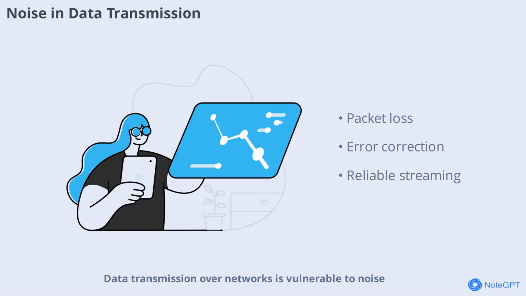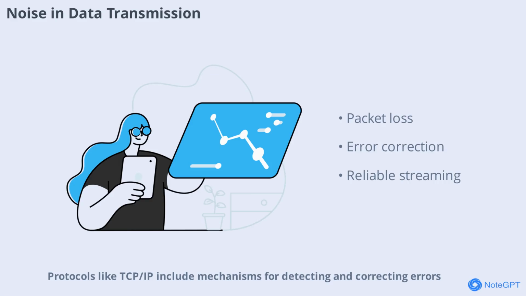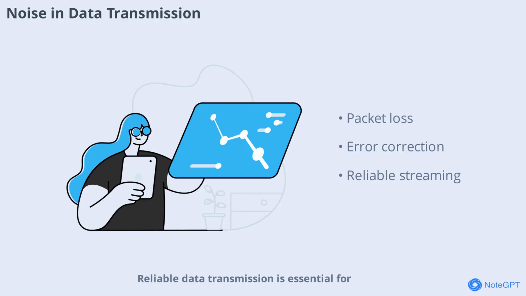Data transmission over networks is vulnerable to noise, which can cause packet loss, delays, and errors. Protocols like TCP/IP include mechanisms for detecting and correcting errors, ensuring that data arrives intact even in noisy environments. Reliable data transmission is essential for everything from email to video streaming.